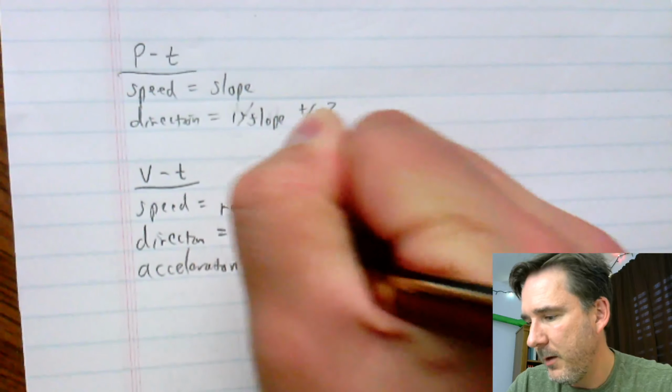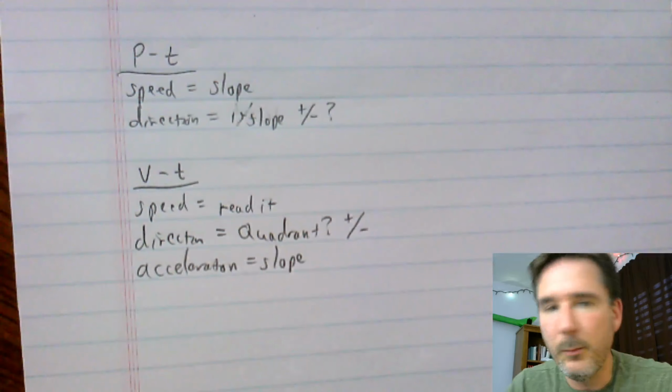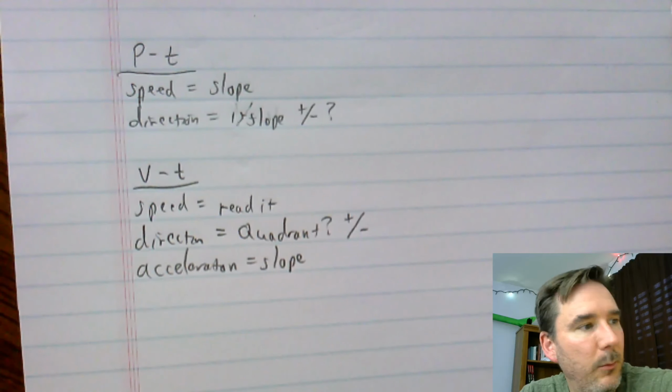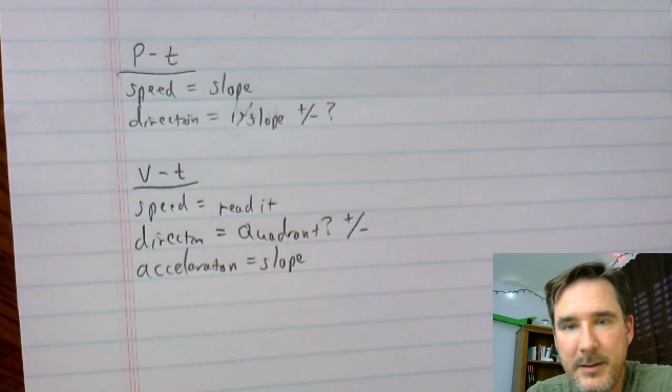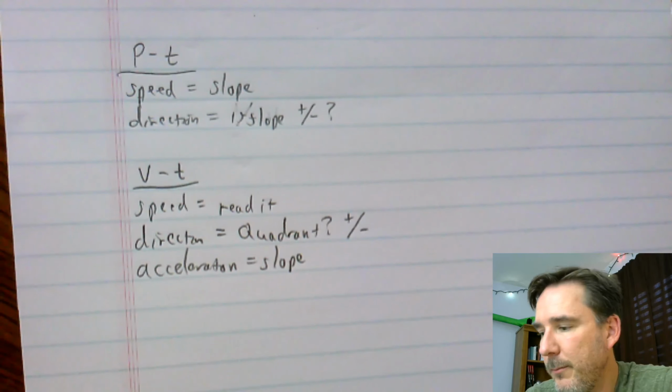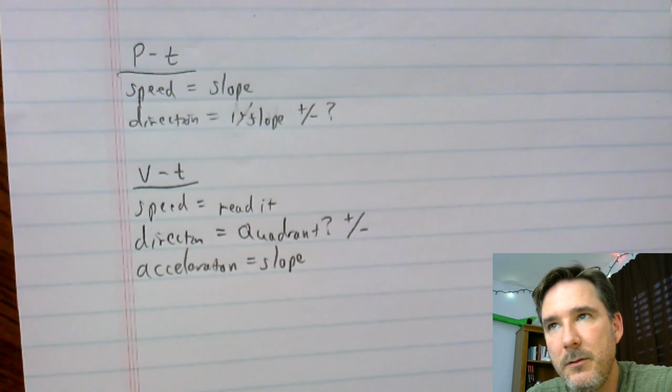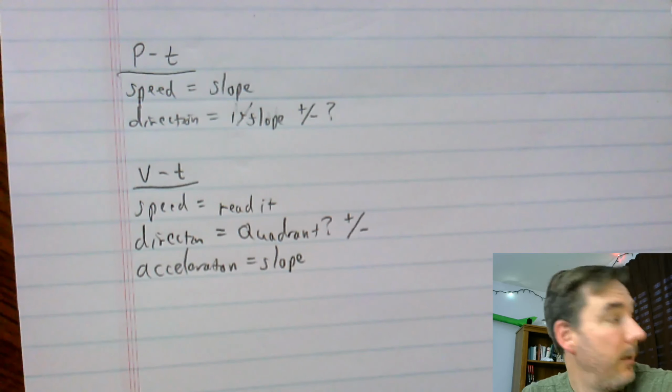Acceleration is the slope. All right. And once again, is it going to be positive acceleration or negative acceleration based on whether it's a positive slope or a negative slope? Okay. So you get not just a number, but you get if it's positive or negative.